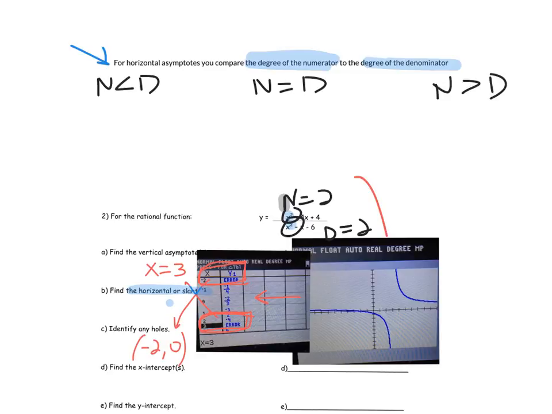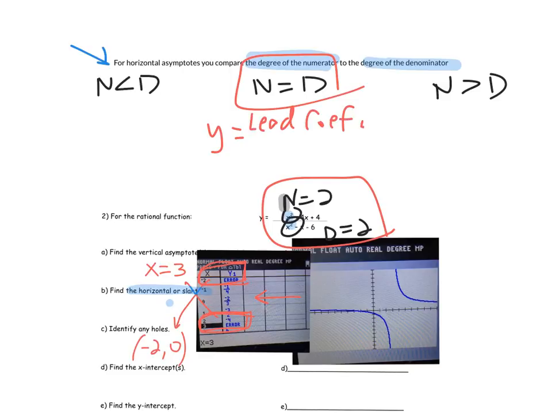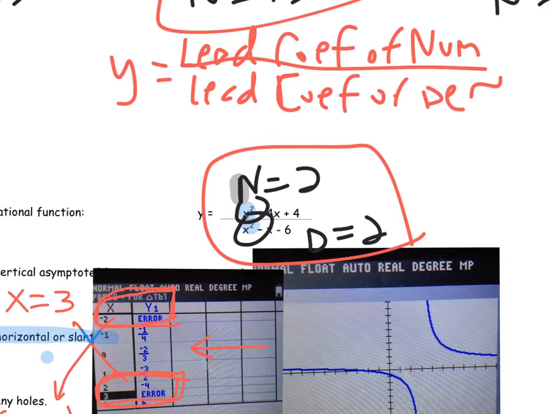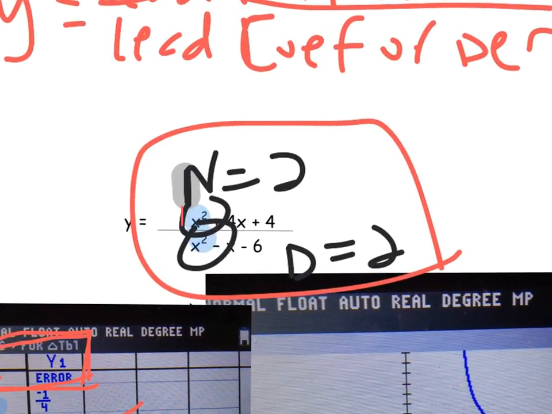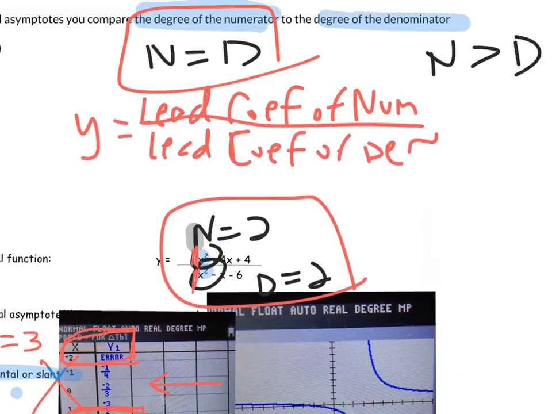Here, since n and d are both 2, we're going to look at when n is equal to d. What we're going to do is set up the line y equals the lead coefficient of the numerator divided by the lead coefficient of the denominator. This is what you do when n and d are the same value. So here the lead coefficient is going to be 1 because we have 1x squared for our numerator. Here it's going to be 1 because it's 1x squared for our denominator.